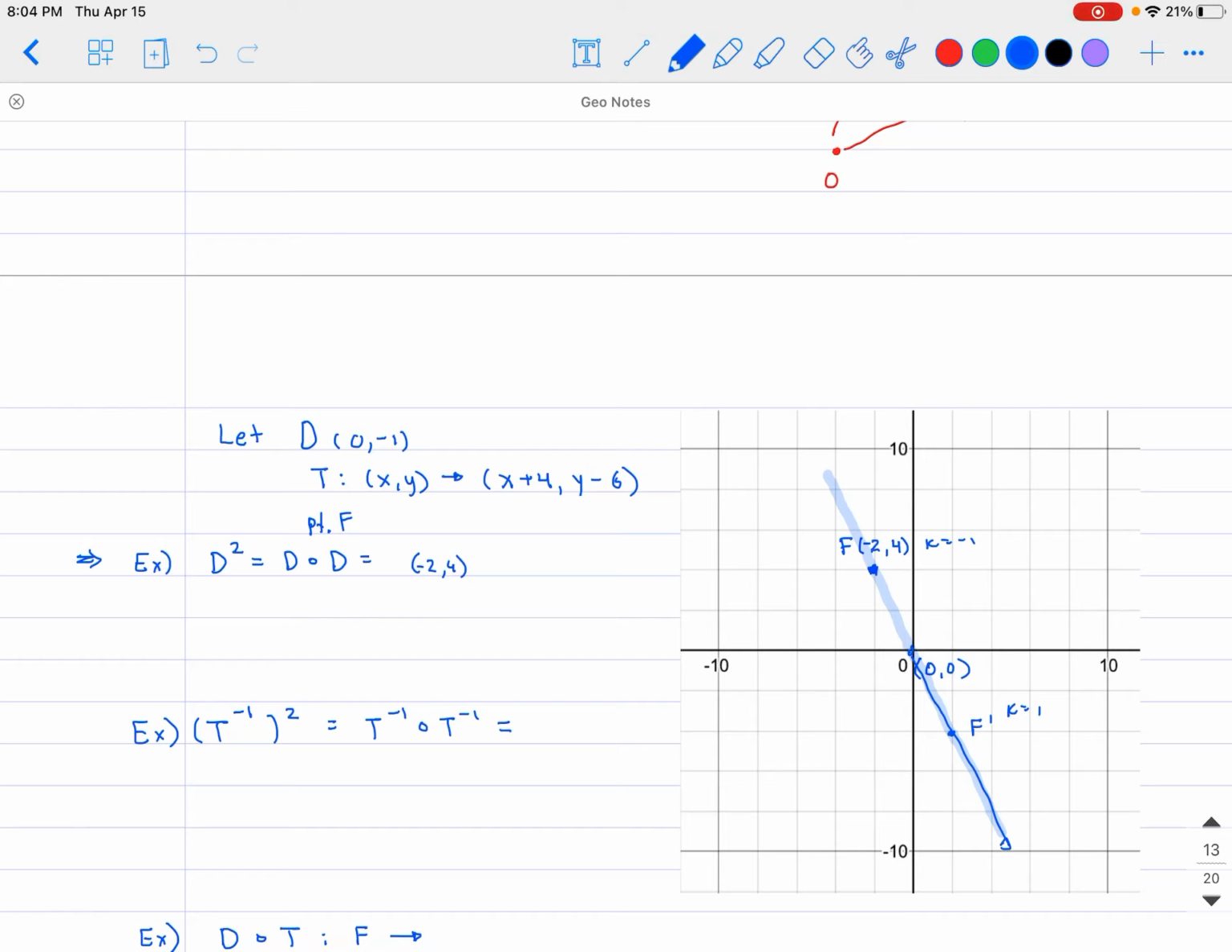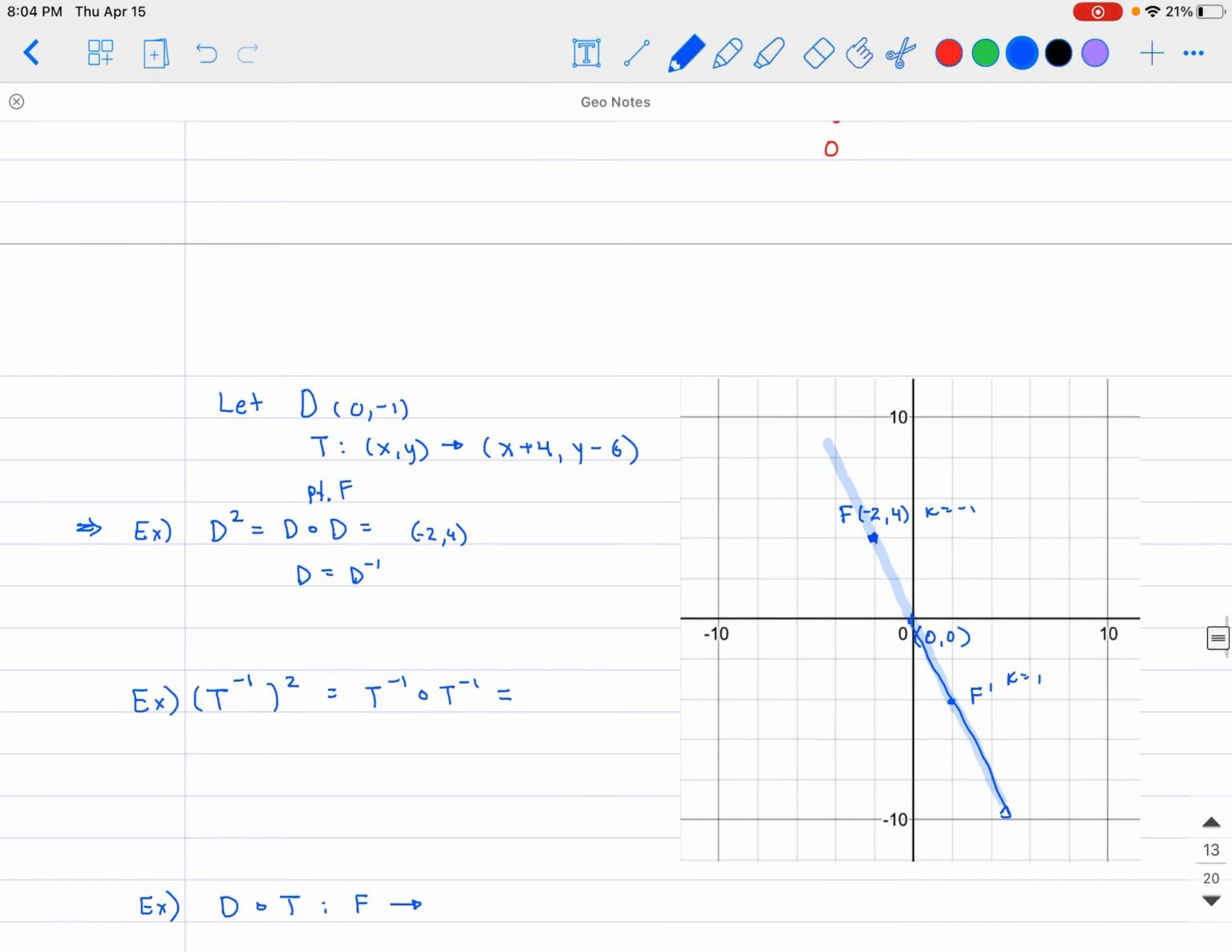So one would say, according to what we've been doing so far, D is supposed to be its own inverse. So D, this dilation in this case anyway, is going to be its own inverse because it takes you back to the same point. Okay, so that is going to be part 1 over here.